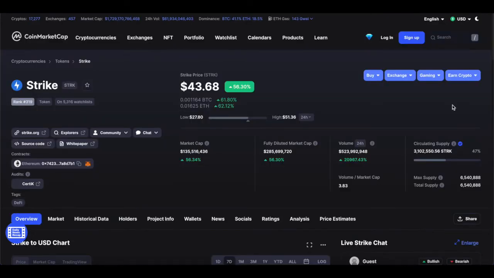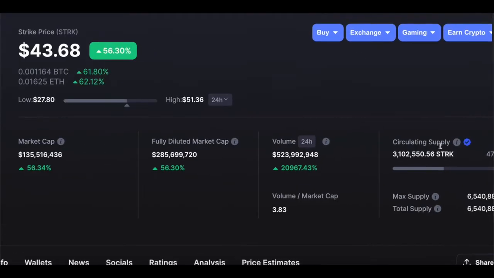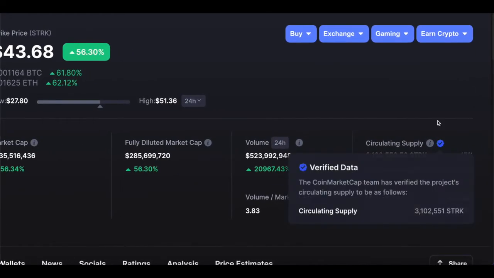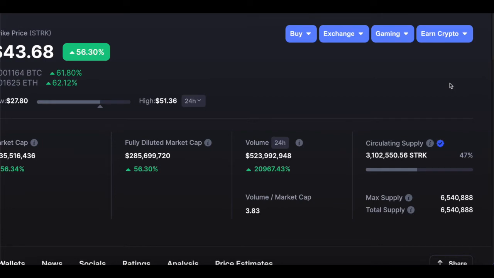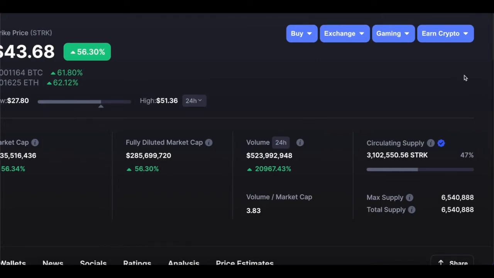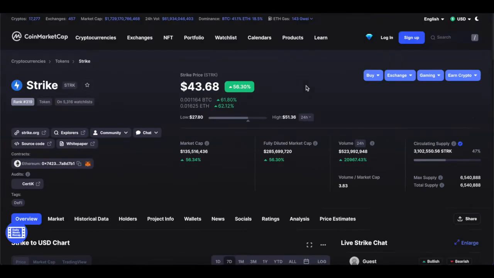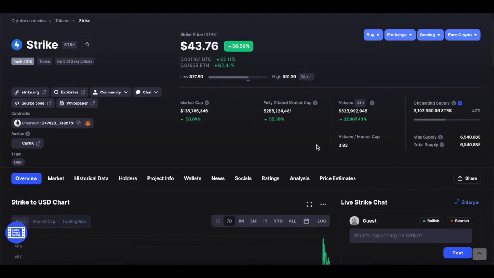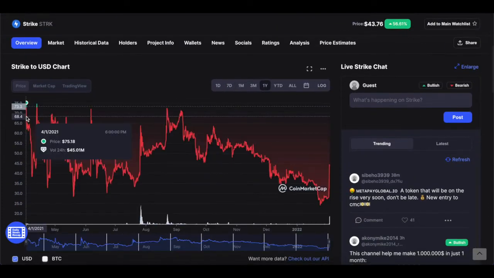Now, the token supply is incredibly low. And I mean absolutely incredibly low. We're looking at a circulating supply of 3.1 million tokens and a max supply of 6.5 million tokens. So yes, the token supply is incredibly low, and that's really good for anyone who invests at a cheap price.